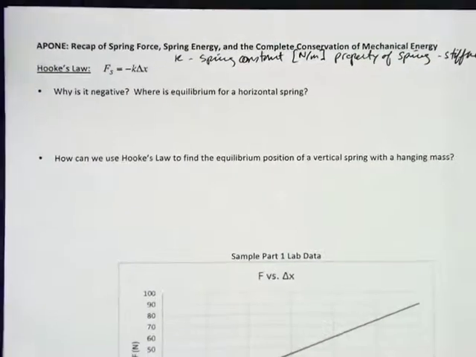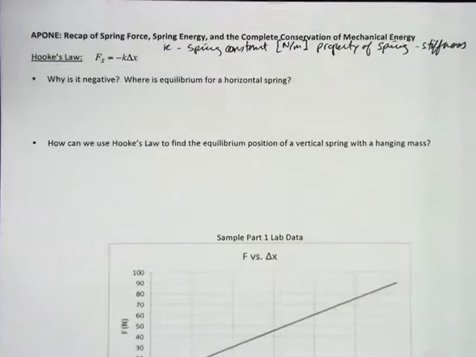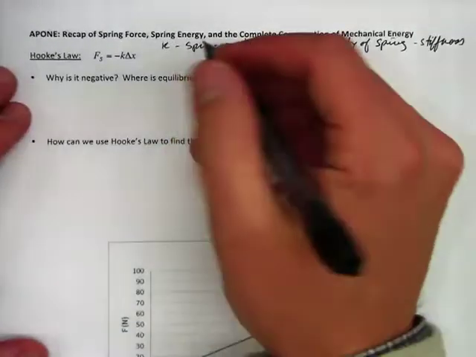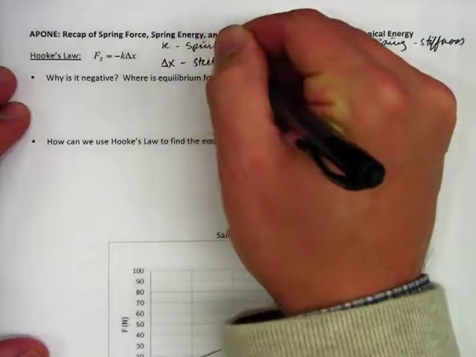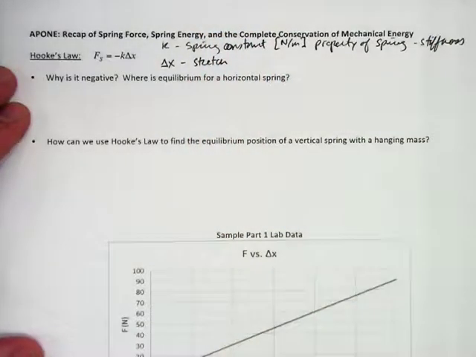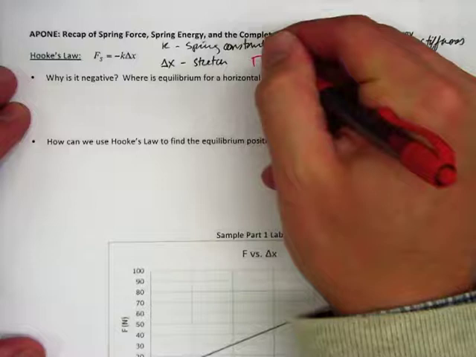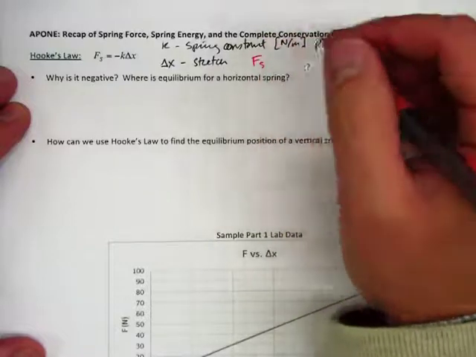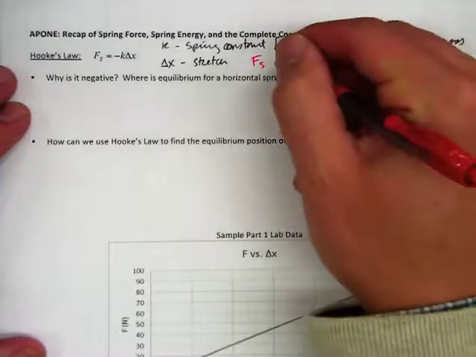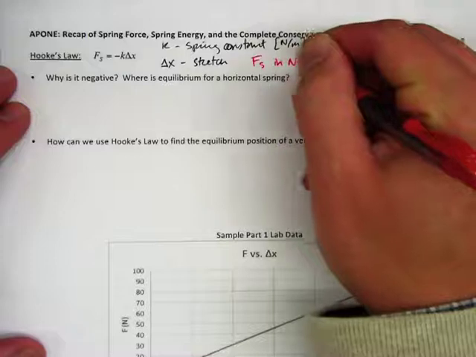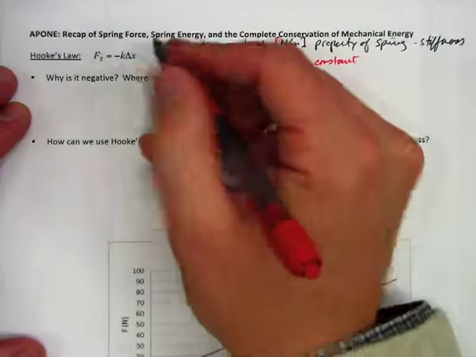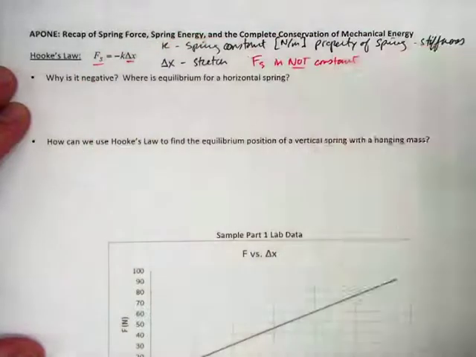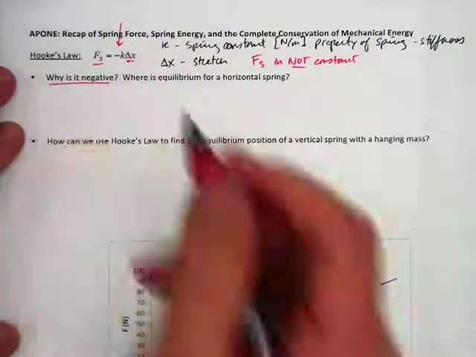So the higher the k, the stiffer the spring, the more force it's going to take to stretch it. Let me get this on the screen here. And then delta x is our displacement, our stretch. So the key takeaway from Hooke's law here is notice that all of a sudden F sub s, the spring force, is not constant. It varies according to displacement. And it's also negative. So now why is this negative? Why is the spring force negative?